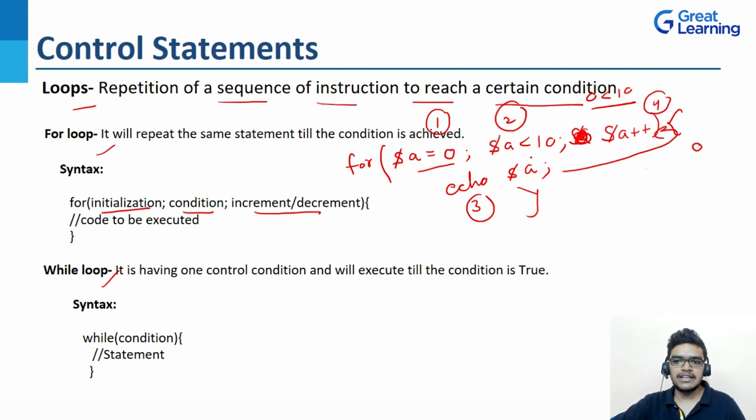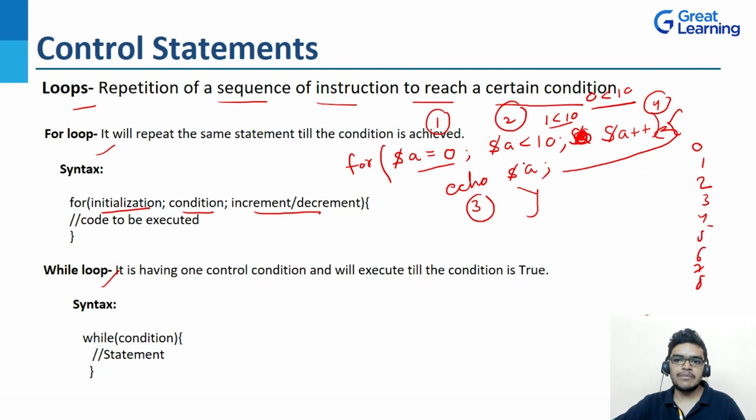Now once again it will check the condition, is 1 less than 10? Yeah, so once again it will print 1. Similarly, after printing 1, it will go for update. So the new value will be 2. Is 2 less than 10? Yes, once again it will print 2. Similarly, it will go 3, 4, 5, 6, 7, 8.